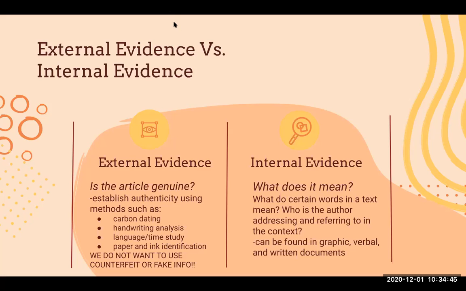Moving to internal evidence, we now want to look at what the text actually means. What is the painting telling us, or what is the article trying to say? What do certain words in the text mean? Who is the author addressing and referring to in the global context? And this can be found in graphic, verbal, and written documents, but it can also be found in a variety of other ways.